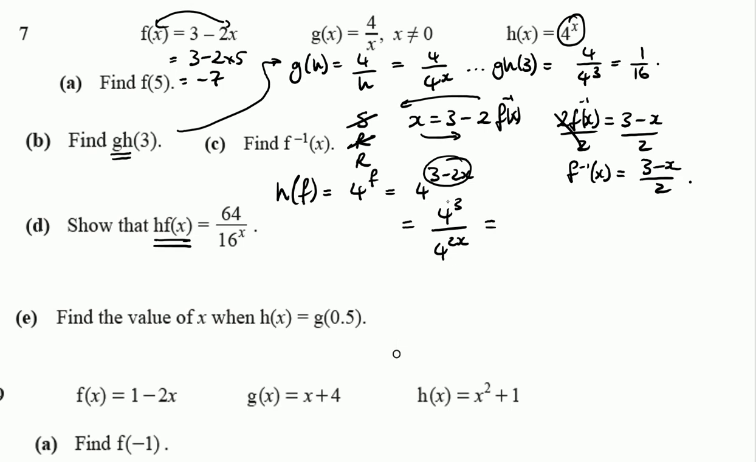Now 4 cubed is 64. This is good news. On the bottom line though, I've got 4 to the power of 2x. Remember, if we multiply two powers, that's the same as doing a power of a power. So I could write this as 4 squared to the power of x. A power of a power multiplies, so this would certainly equal 4 to the 2x. And 4 squared is 16. So that's where we're getting our solution from.